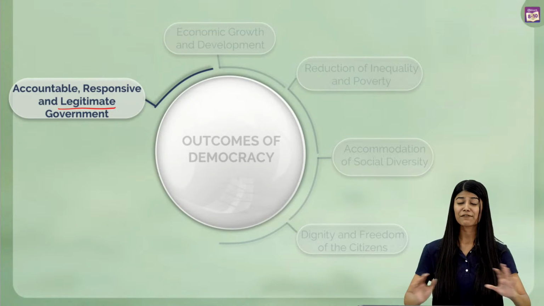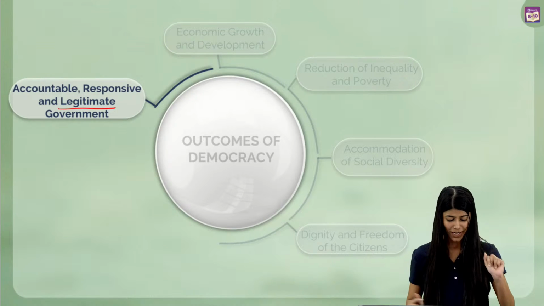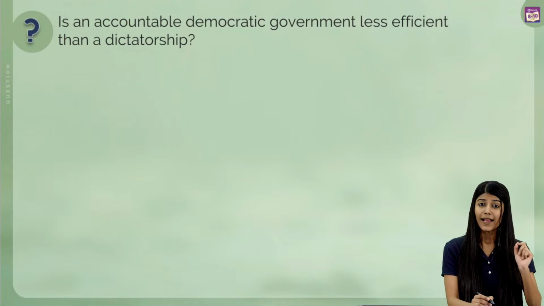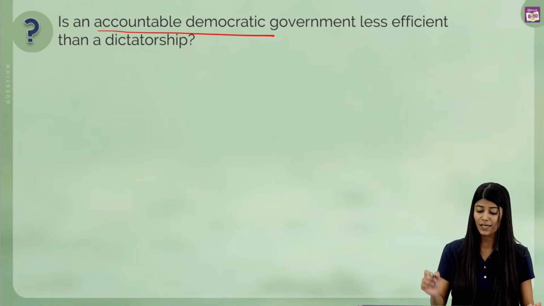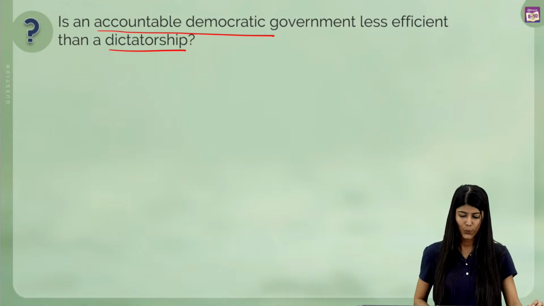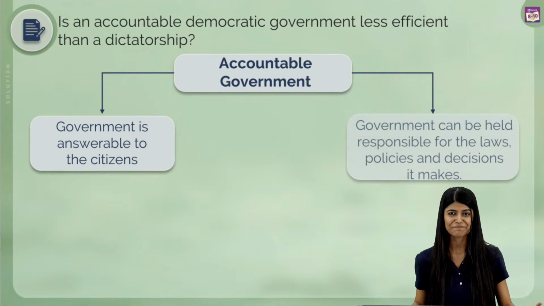But now, as we said, we will be understanding the whole concept through question and answer format, right? So the question that we have for this one is: is an accountable democratic government less efficient than a dictatorship? This is what the question is. But firstly, let's understand what we mean by accountable government.